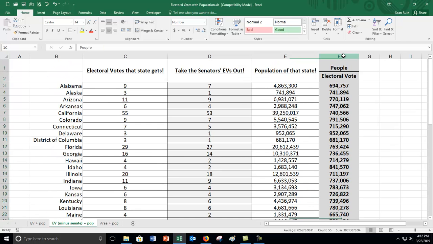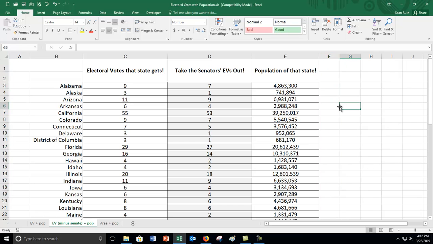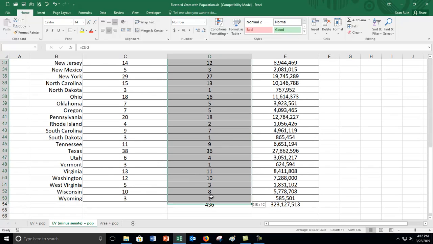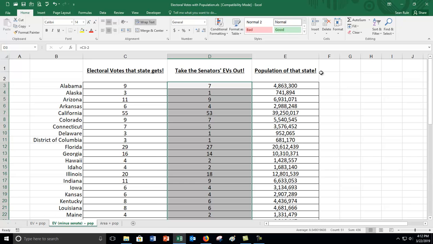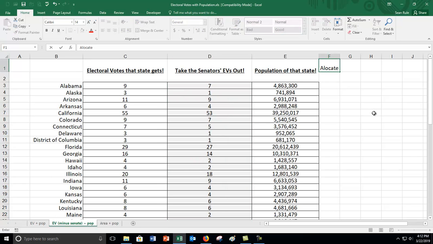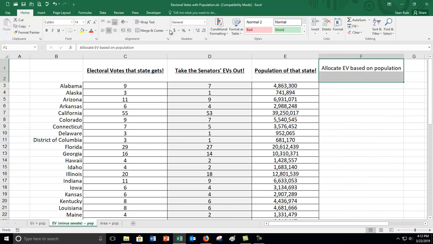I'm going to remove this column for a second. Because what I'm going to do now is, rather than give them this number of electoral votes, which should be based on the populations of the states, I'm going to allocate EV based on population. Now, of course, this is going to make people that are electoral college purists scream because I've removed the senators. But you're going to see why in a second.